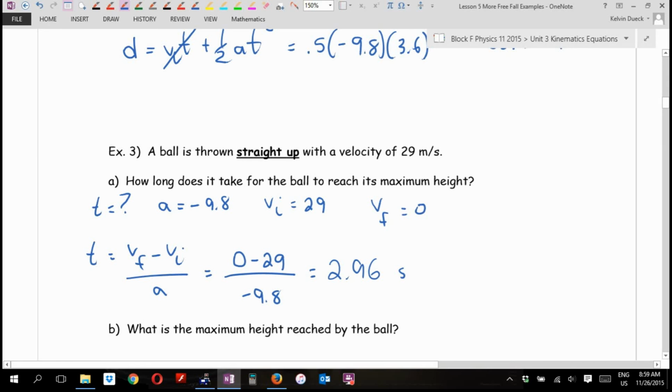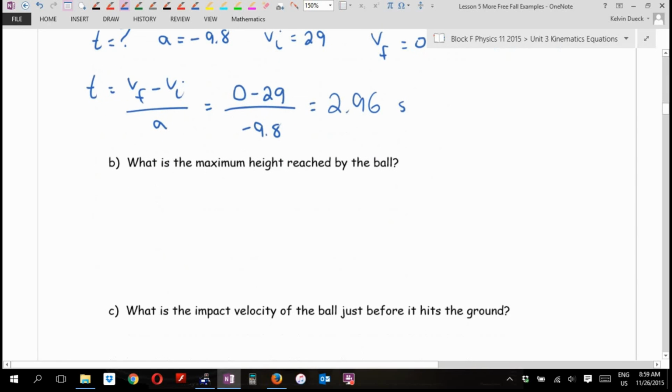By the way, that's how long it took to go up. How long would it take to come back down? 2.96 seconds. Oh, so you can even get the total time of flight. Now, that's only because we're starting on the ground and ending on the ground. If you're on a cliff, it's going to fall down for longer than it went up, and so that's going to change things. Oh, what's the maximum height reached by the ball?